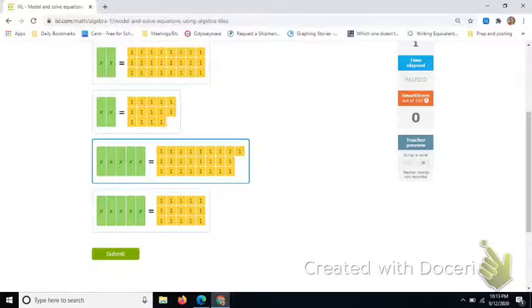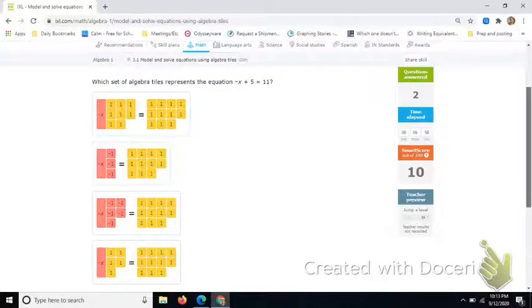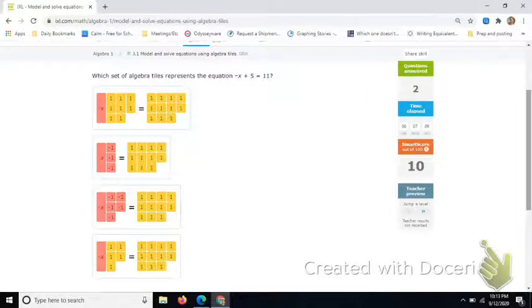This time it says negative x plus 5 is 11. Notice they're using a pink x instead, and it even says right on it, negative x. A positive 5, so we don't have any reason to use those negative ones, and then equals 11. The only one that even looks like negative x plus 5 appears to be this bottom one. Then I would want to count, does the rest of this also look like it works? Yes, it does.